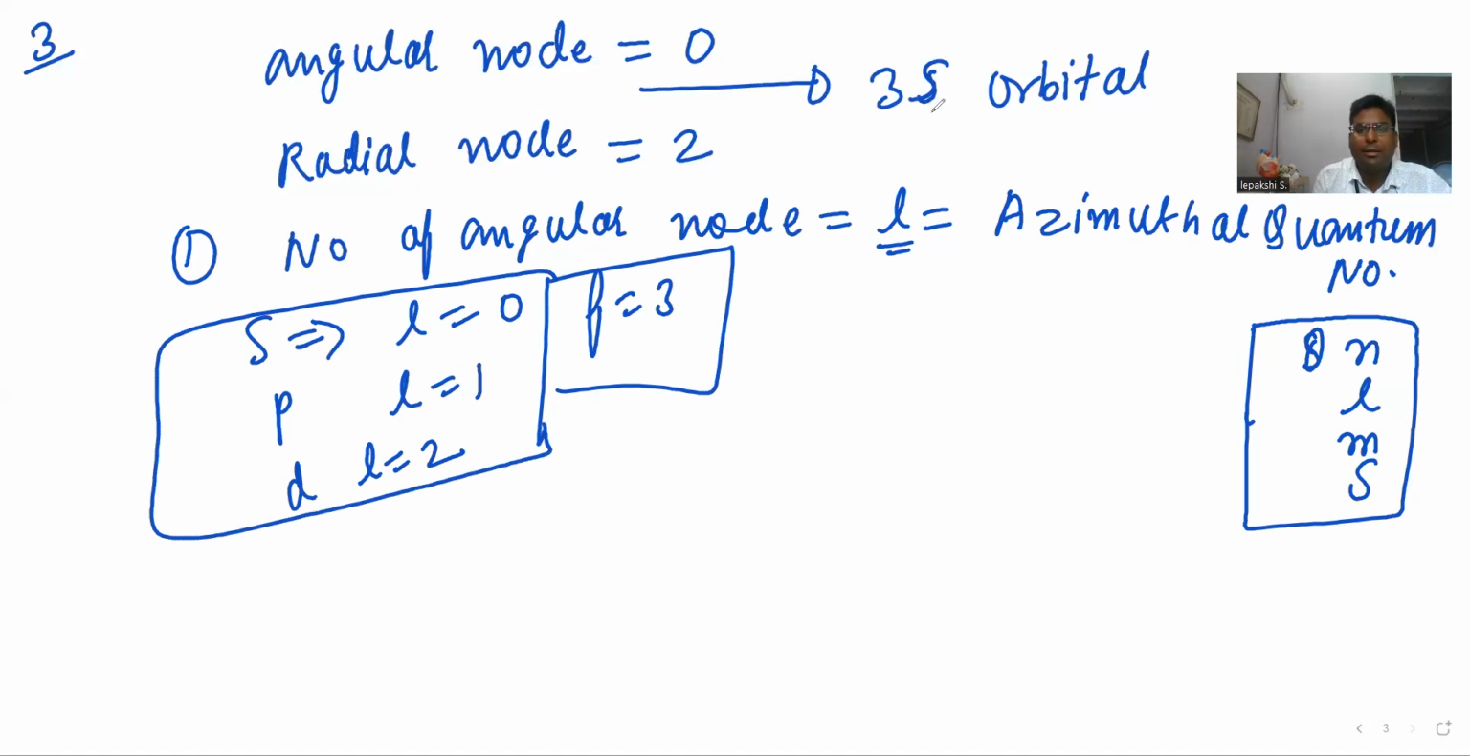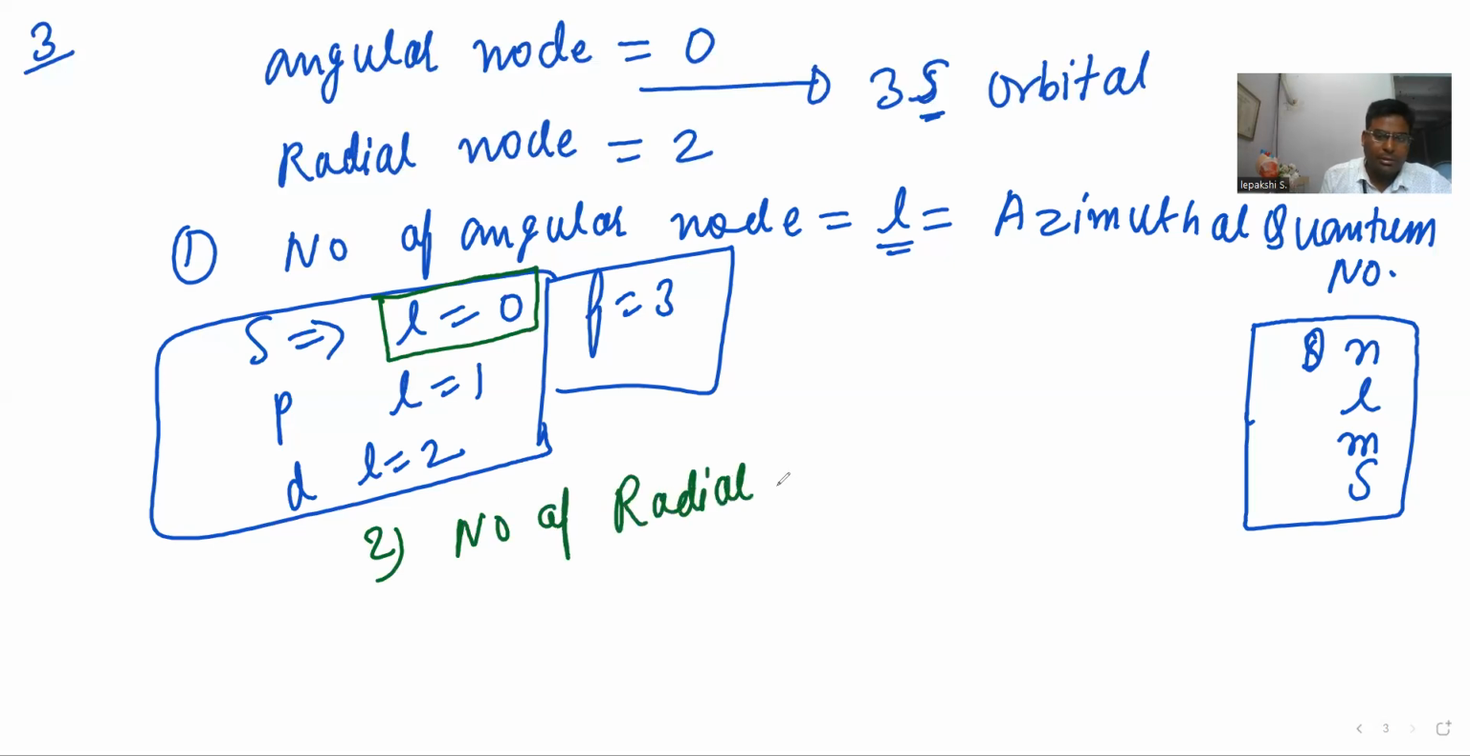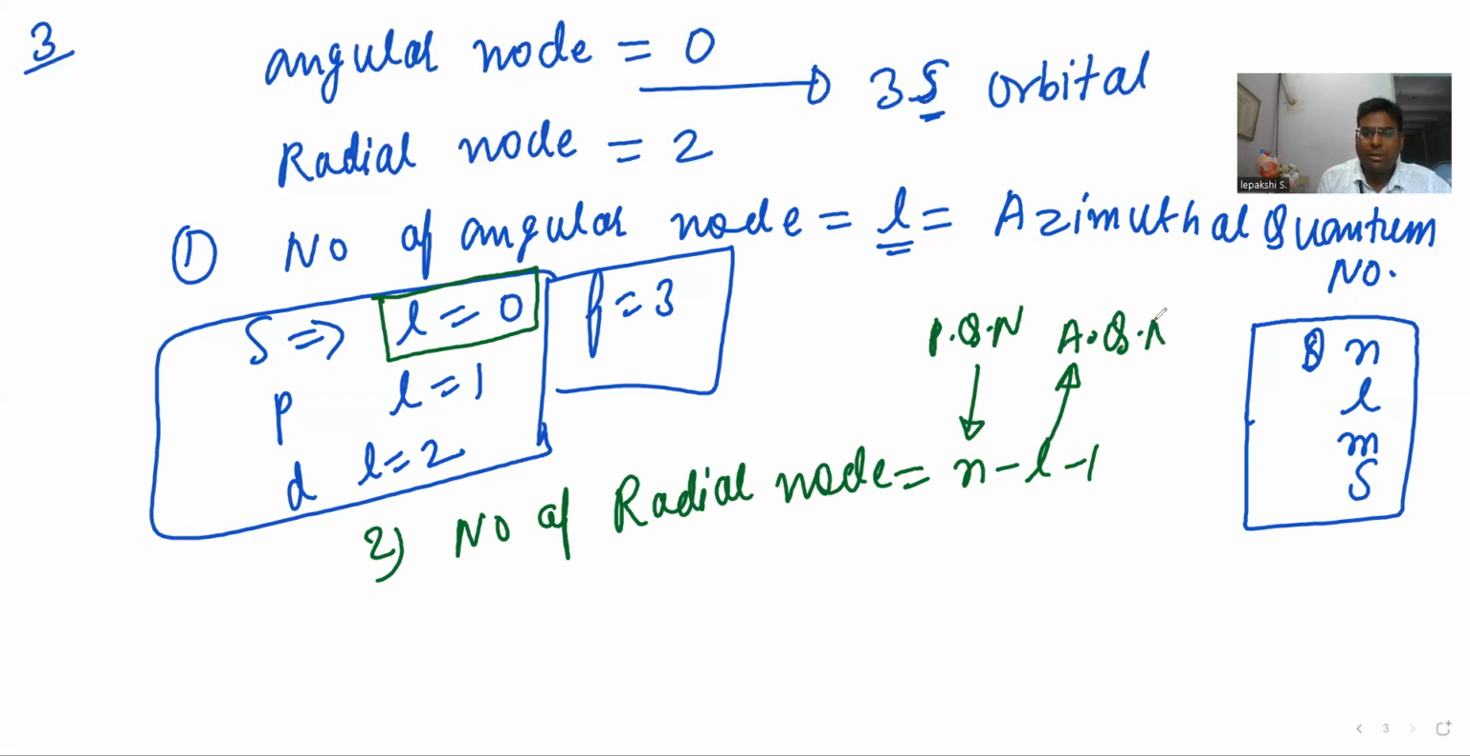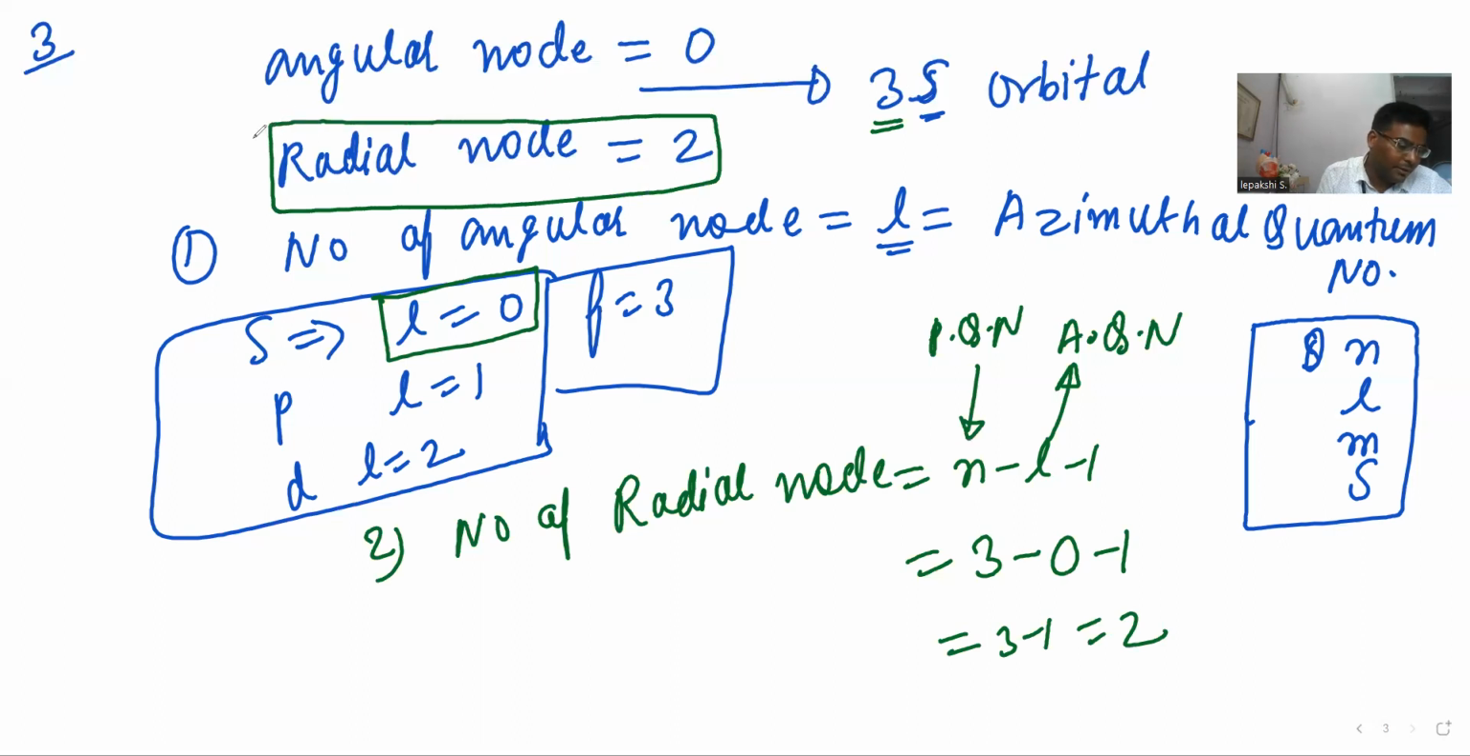We are talking about S here. So for S, L is 0. That's why the angular node is 0. And for the radial node, how do we get it? We use another formula for radial nodes. The number of radial nodes is N minus L minus 1. N is the principal quantum number and L is the azimuthal quantum number. For 3s, N is 3, L we know is 0, so it is 3 minus 0 minus 1, that is equal to 2. That's why the radial node is 2 for 3s. So please write up to this point.